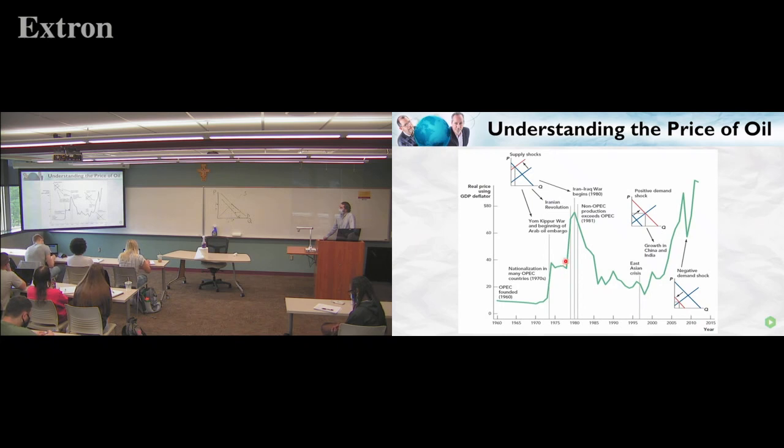The Iranian Revolution and the Iran-Iraq War were also important supply shocks, negative supply shocks, which pushed up the price of oil. A higher price, however, encouraged more exploration. And as additional sources of oil were discovered in the North Sea and in Mexico, the price of oil began to fall. Another key event occurred in the 2000s, as growth in China and India increased. That increased the demand for oil, pushing up the price. For the first time, millions of people were able to afford a car, and that increased the demand for oil.